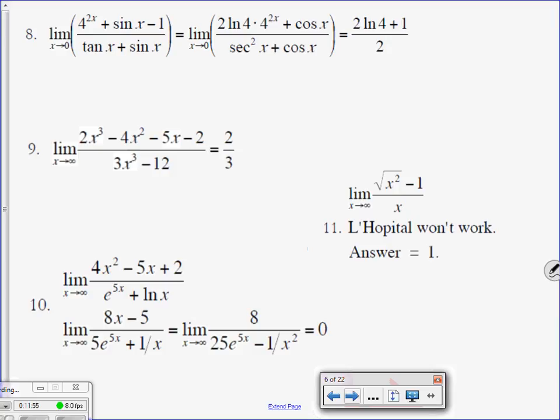What's the secant of 0? The reciprocal of the cosine of 0 is 1. So that's just 1 squared plus the cosine of 0, also 1. And that's where that 2 comes from. Oh, so where's the problem? Yeah. Oh. So yeah, the answer is 2 ln of 4 plus 1 over 2.